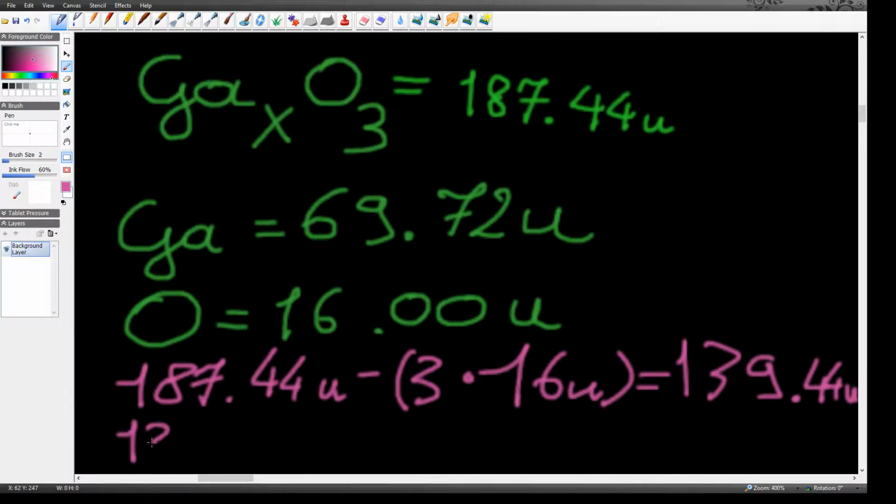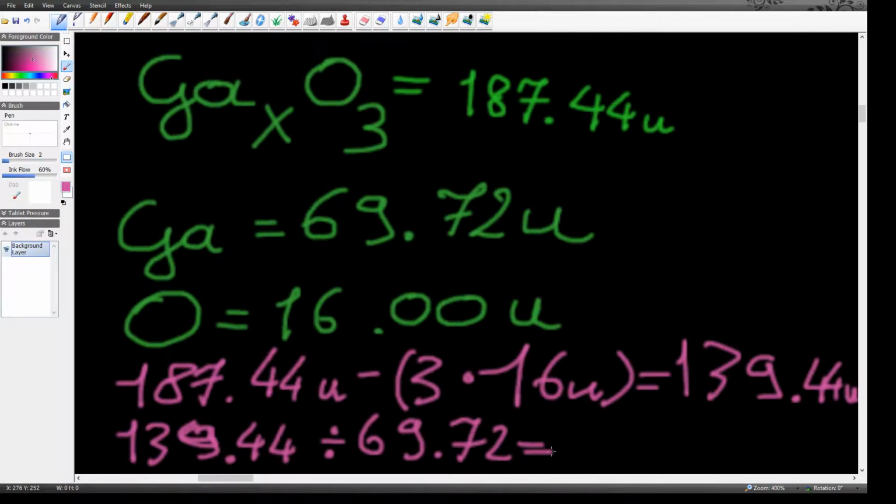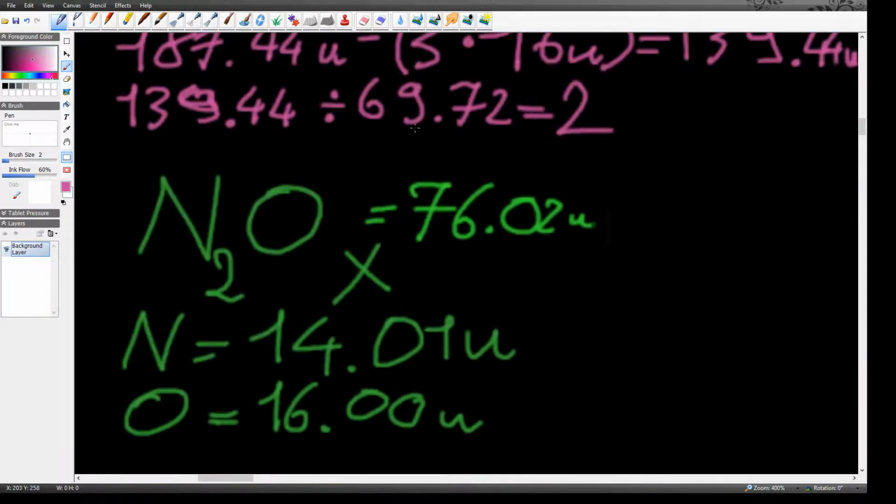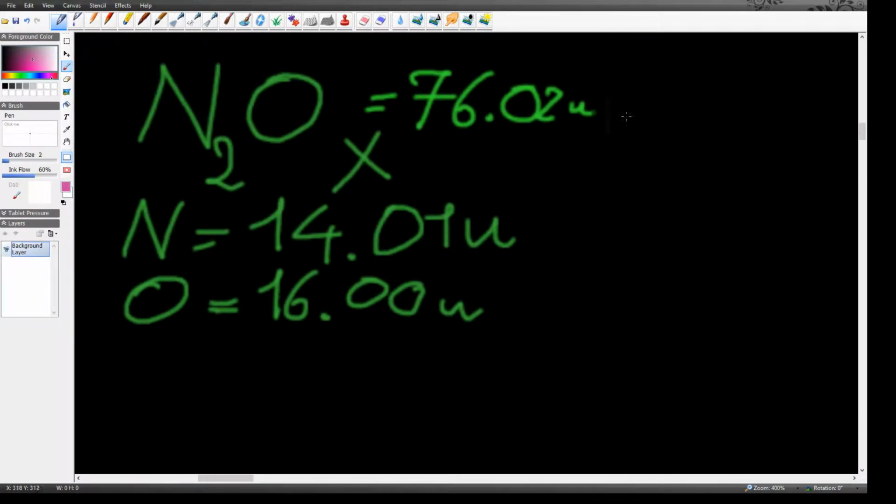Now I know I've got some amount of gallium, and I know each gallium is 69.72 units. So if I take 139.44 and divide it by its atomic mass, 69.72, this should by all means get me 2, if I remember correctly, but I will check. And it gets me exactly 2, hence x is equal to 2. And what I can say here is that this compound is just gallium oxide, Ga2O3. Let's try another example, and by all means feel free to have a go at it yourself on your own before you see my answer.